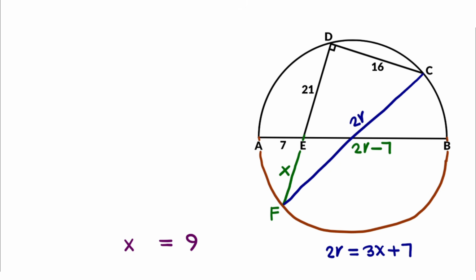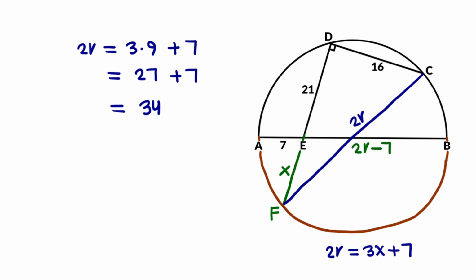Now for the grand finale. We already found that 2r equals 3x plus 7. Substitute x equals 9. 2r equals 3 times 9 plus 7. That's 27 plus 7, which equals 34. So the diameter is 34, and the radius is 17 units. That's our final answer. The radius of the semicircle is exactly 17 units.